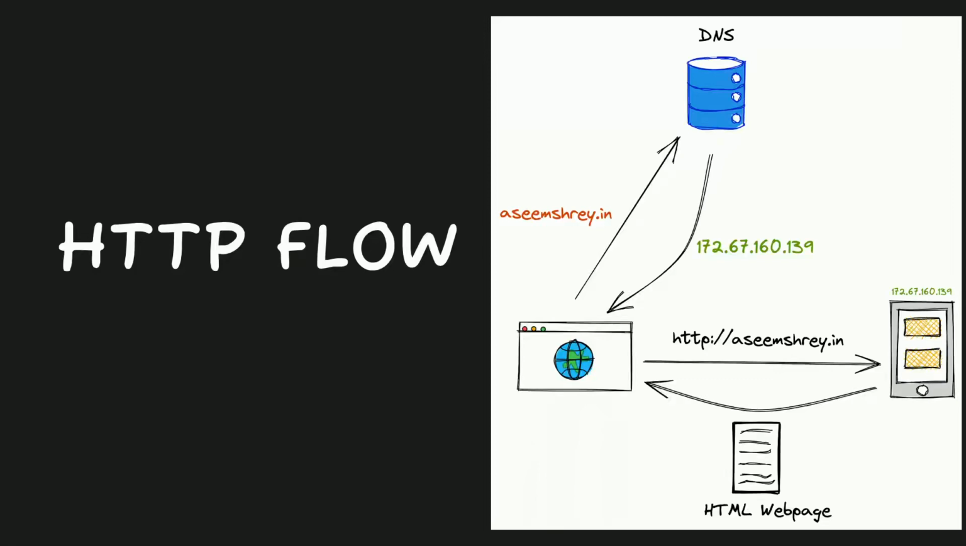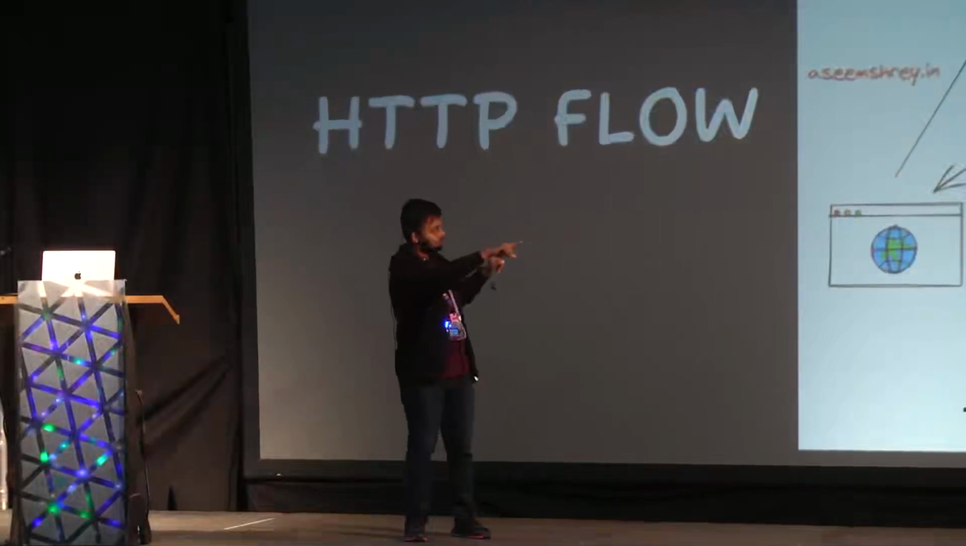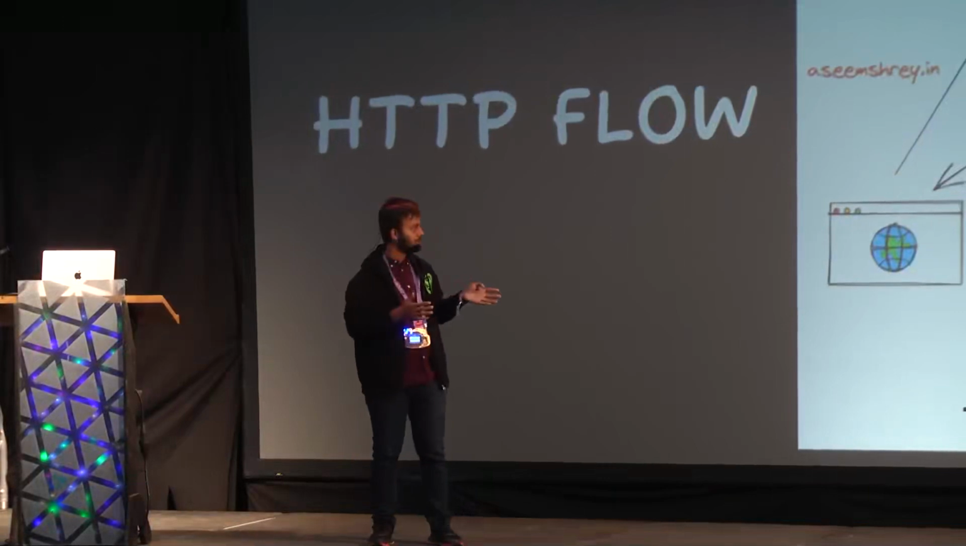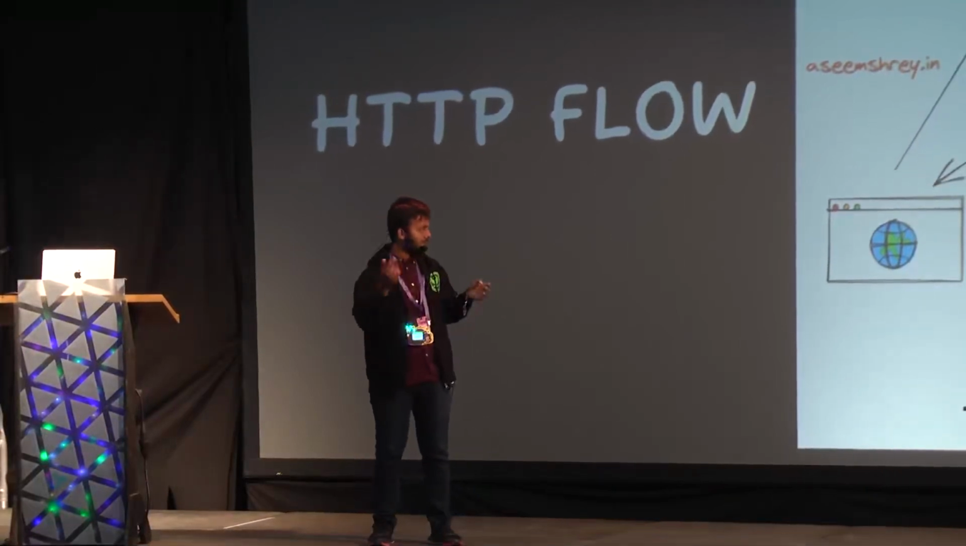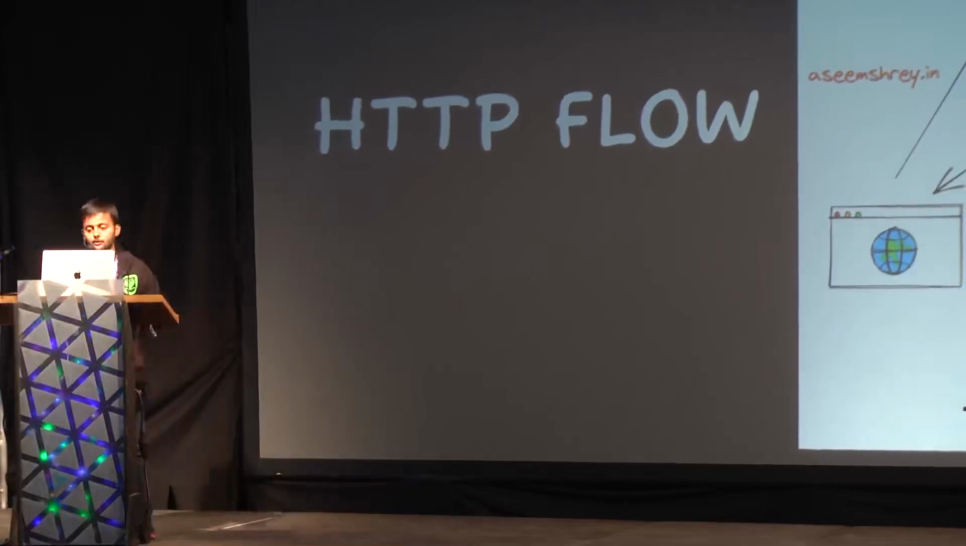So now the browser has got the IP address from the DNS server. It tries to send the request to that machine, saying, hey, please give me the website that's asimstray.in. The website complies and gives back the HTML web page. This is the HTTP flow.